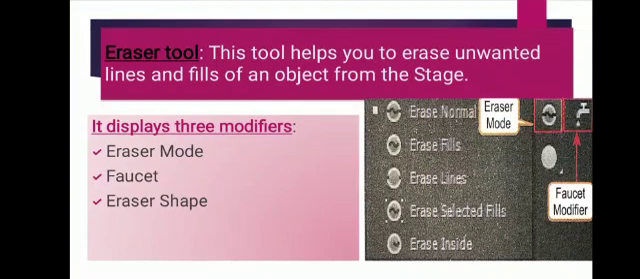Next one is the eraser tool. What is the use of the eraser? It erases the unwanted lines and fills. And here, it is used to erase unwanted lines and fills from the object, from the stage. So the eraser tool has three modifiers: eraser mode, faucet and eraser shape. Eraser mode has these options for modifiers, that is erase normal, erase fill, erase lines, erase selected fills, erase inside. These are the modifiers of eraser mode.